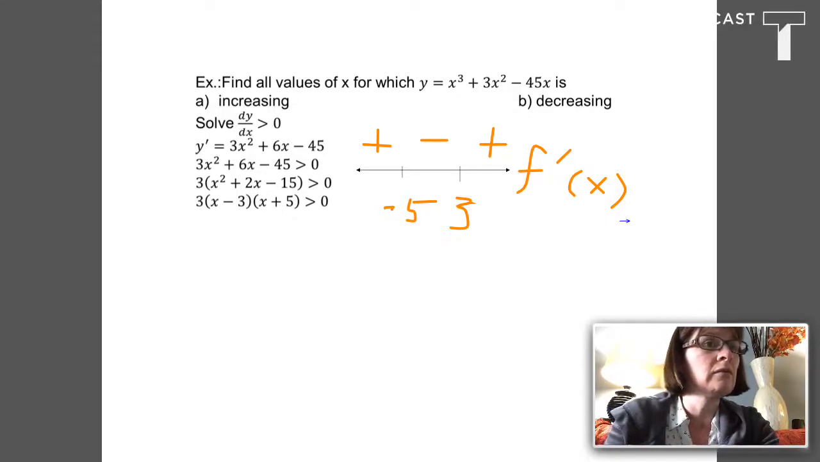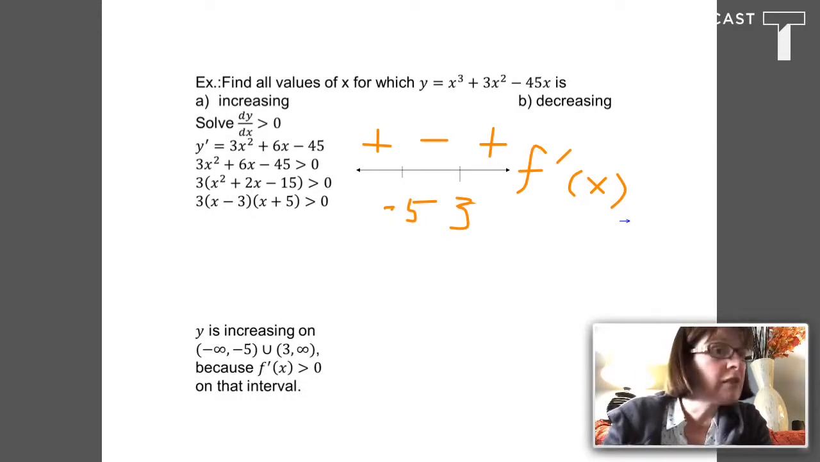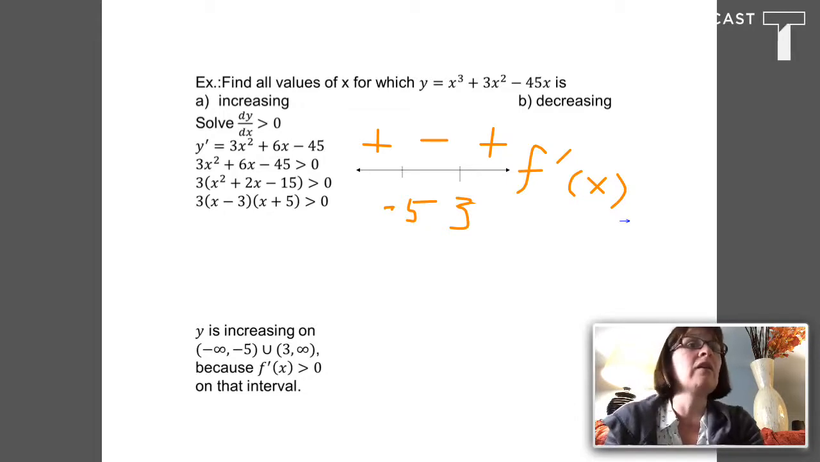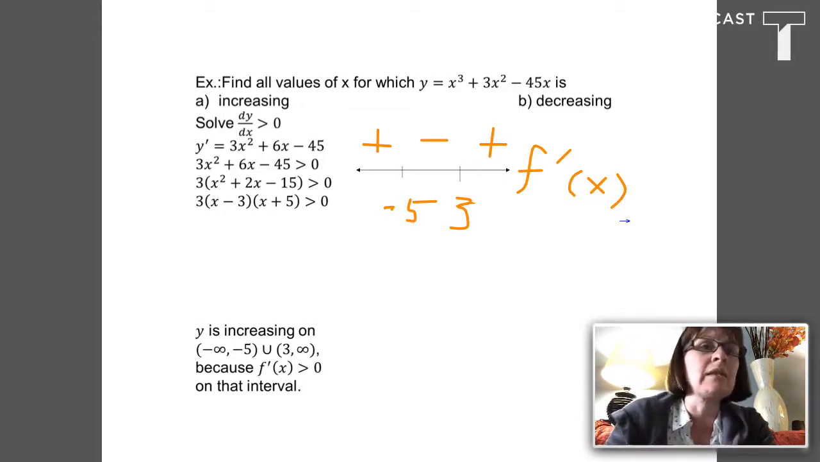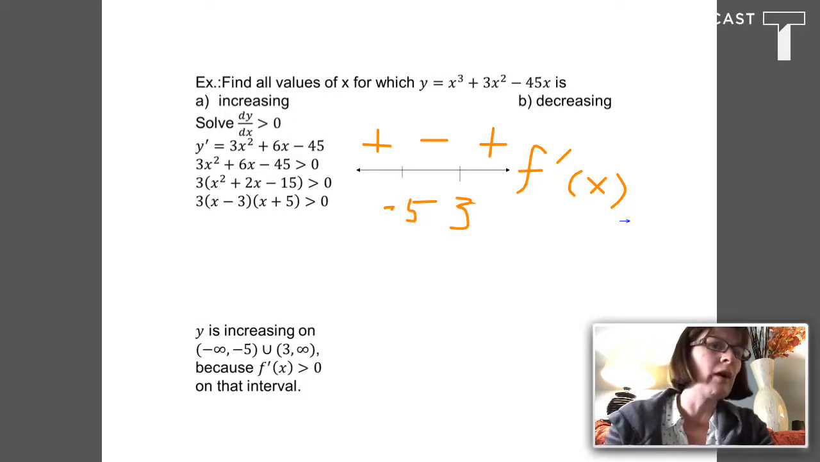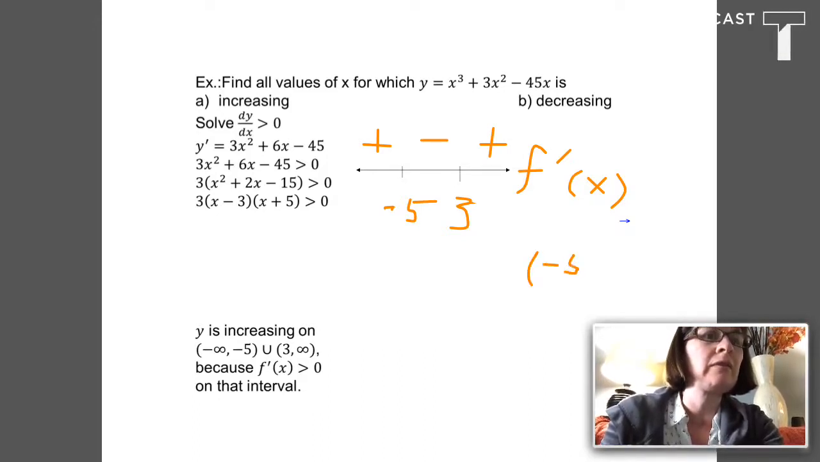And now we can go back to understanding what that polynomial inequality was asking. What values of x make the derivative have a positive result? And we can see here, there's two sections of our number line for which we had positive results. And that's the section from negative infinity through negative 5, and also the section from 3 to infinity. So this is what we would say. Y is increasing on negative infinity to negative 5, union 3 comma infinity, because f prime of x is greater than 0 on that interval. Now it's easy to see what the answer for part B would be. The function y is decreasing anywhere the derivative was negative. Well, we already found out where the derivative was negative. My answer to part B would be on negative 5 to positive 3, because dy dx is negative on that interval.